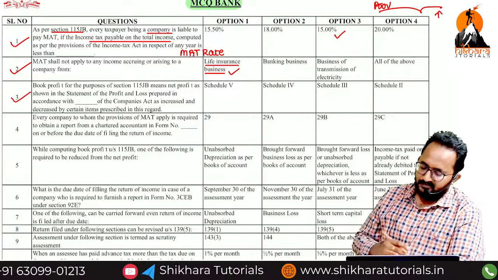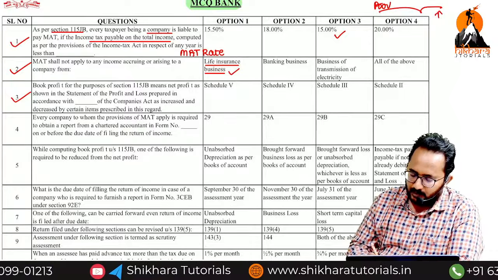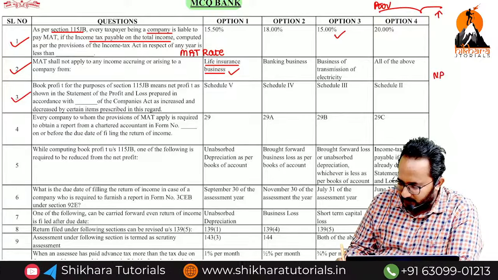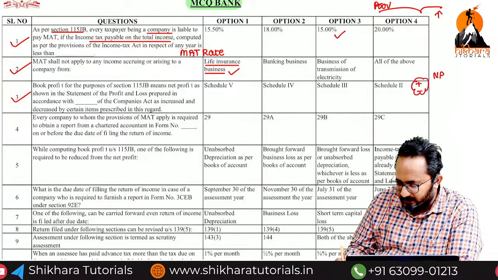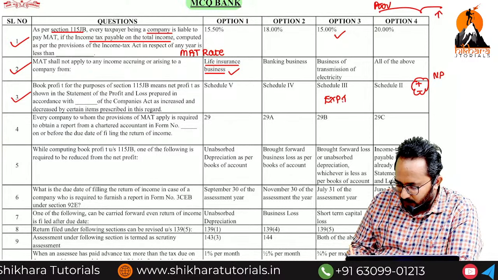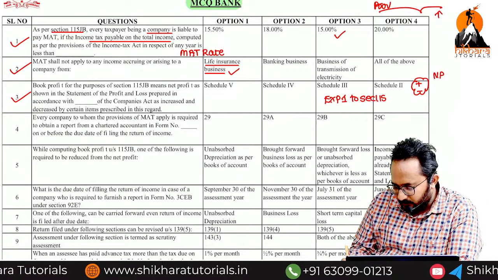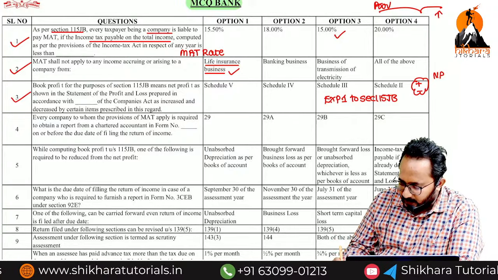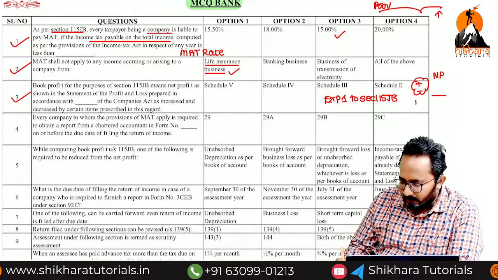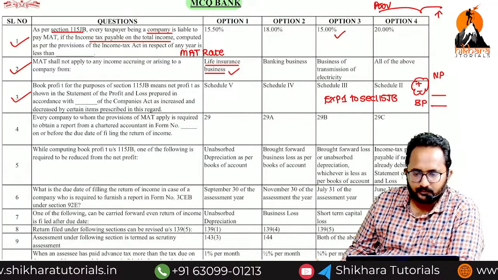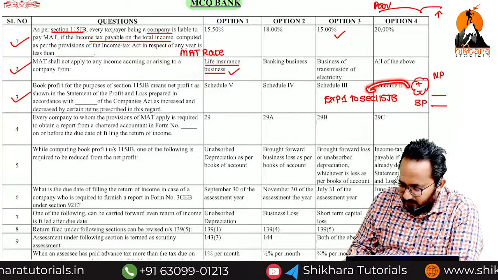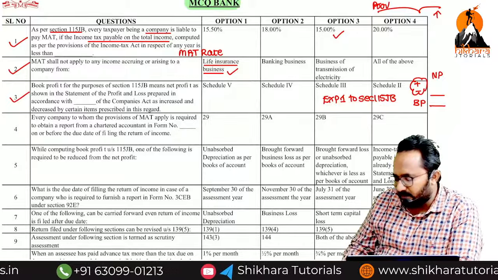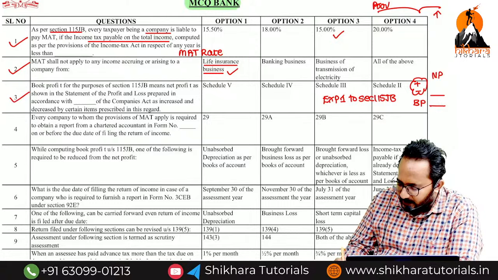Next, book profit for the purpose of 115JB, we have to take the net profit. For the net profit, we have to do some adjustments, whatever adjustments are given in Explanation 1 to Section 115JB. Remember, we do these adjustments on the net profit, and ultimately we get the book profit. These adjustments are limited, not unlimited. Whatever adjustment is given in Explanation 1 to Section 115JB, that only we have to do.